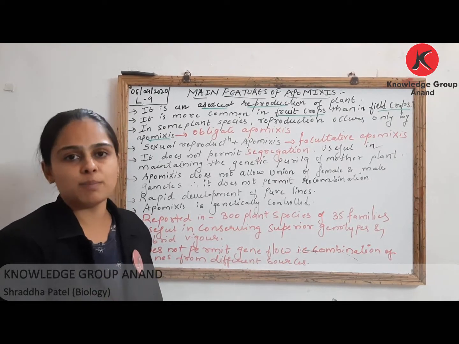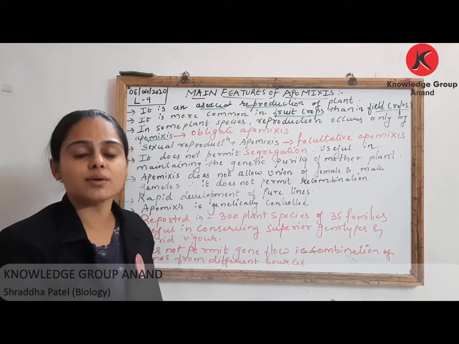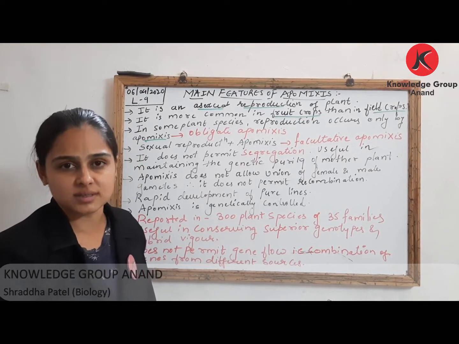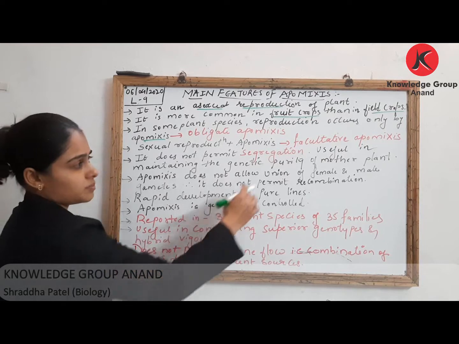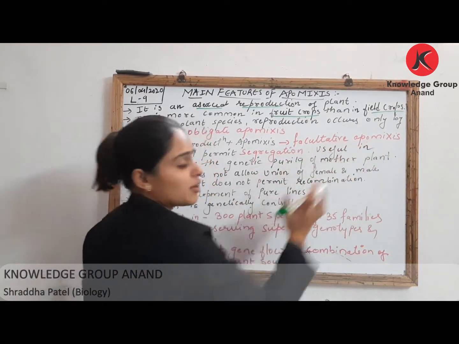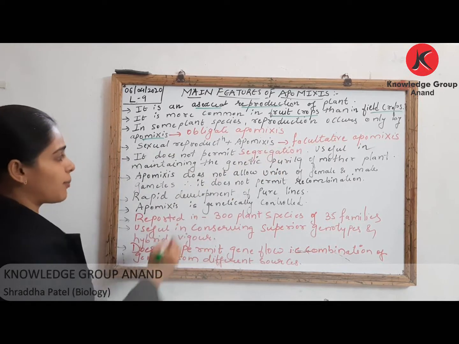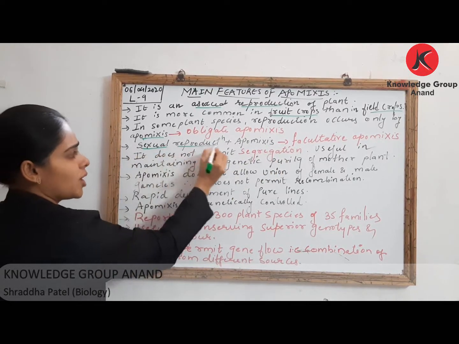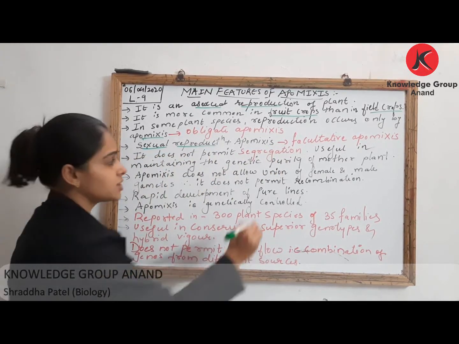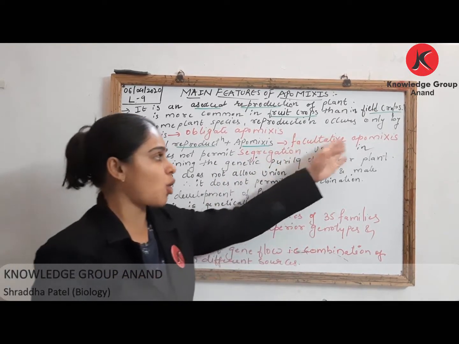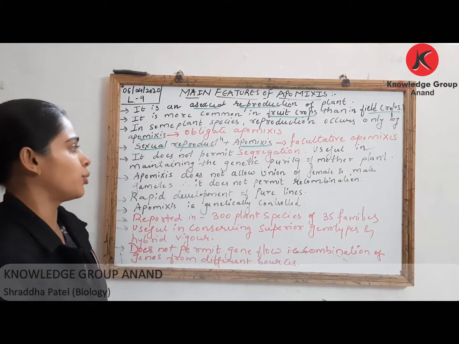Whereas some plants show sexual reproduction in addition to apomixis. Such plants show facultative apomixis. Okay, once again, what is facultative apomixis? That is sexual reproduction in addition to apomixis. So such apomixis is called facultative apomixis.